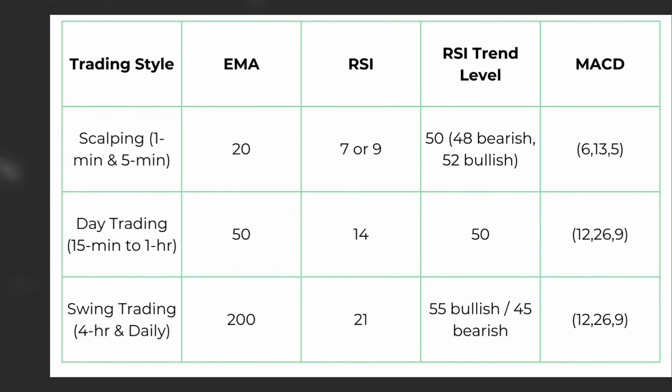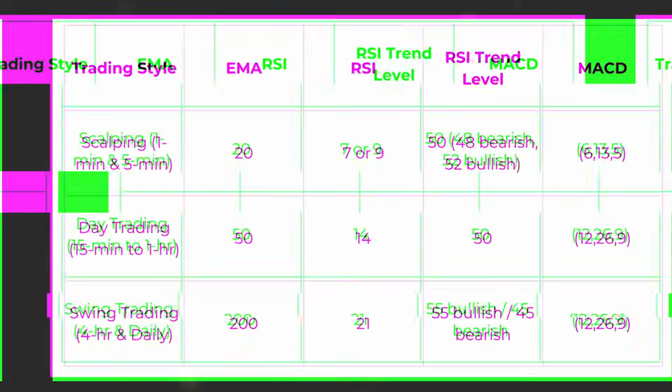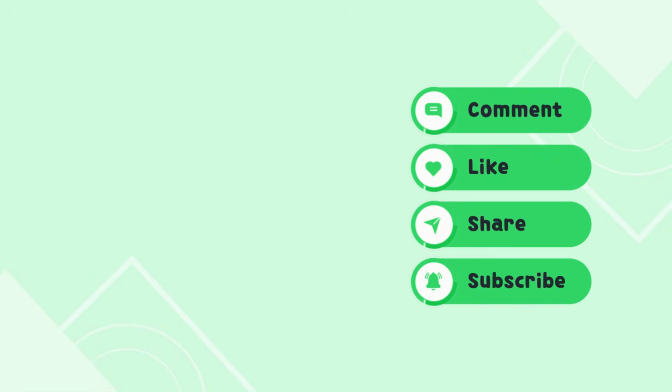This table works like a roadmap. When you open a chart, just pick your time frame and use the right settings. Then watch EMA, RSI, and MACD to confirm the trend and find the best entry points. Now you know the best settings for each trading style. Applying them will help you trade smarter and avoid unnecessary mistakes.